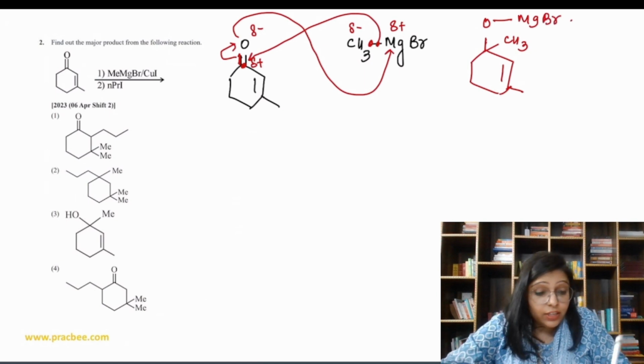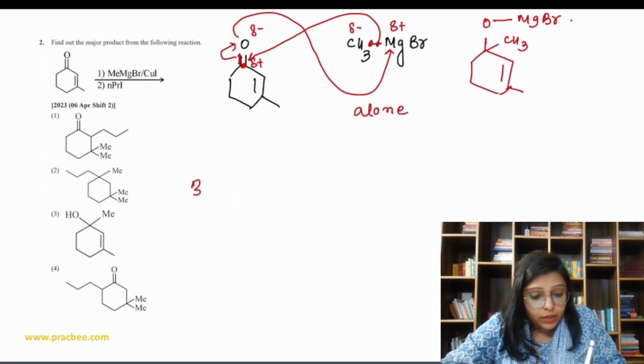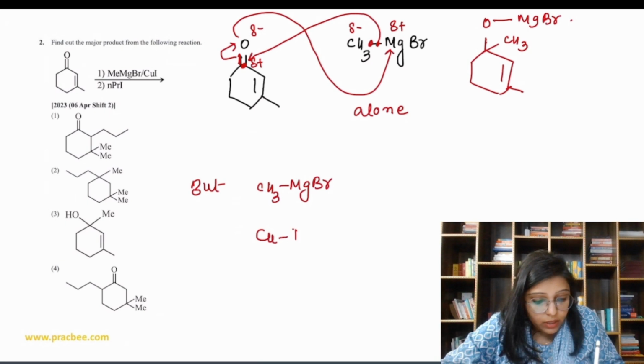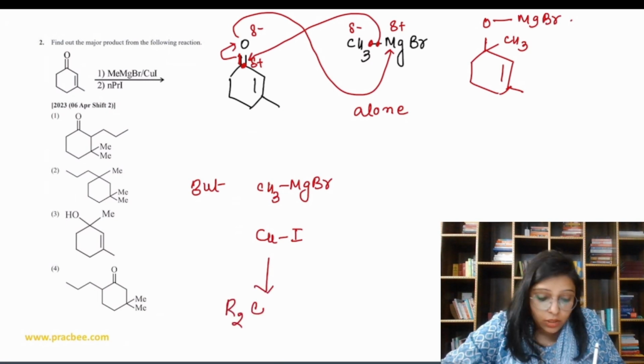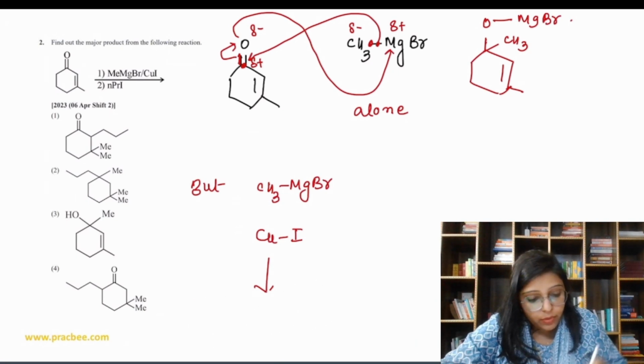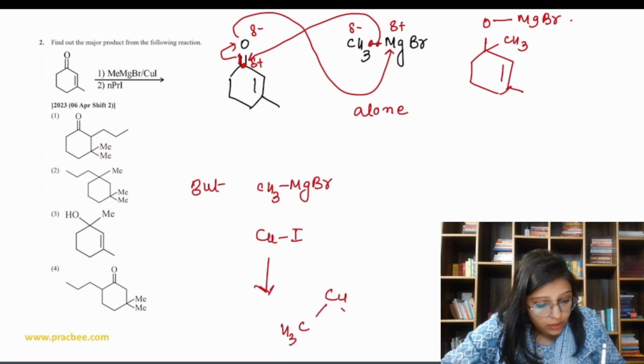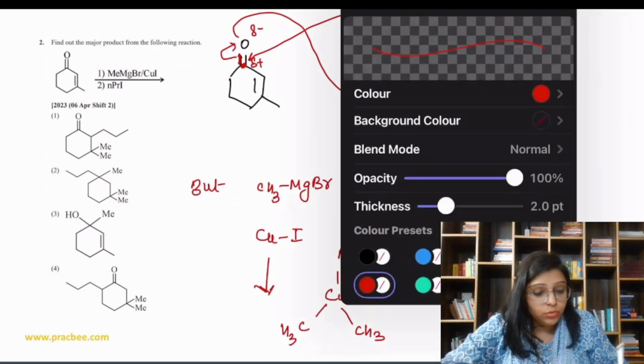If we have CH3MgBr alone, that is one case, but here we have CH3MgBr in the presence of CuI. So what do we get here? With the reaction of that, we get R2CuMgBr. So basically we write Cu, CH3, CH3, then MgBr, and here we write positive. This reaction is similar to Corey-House synthesis.